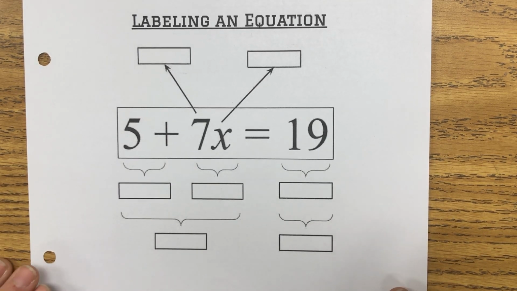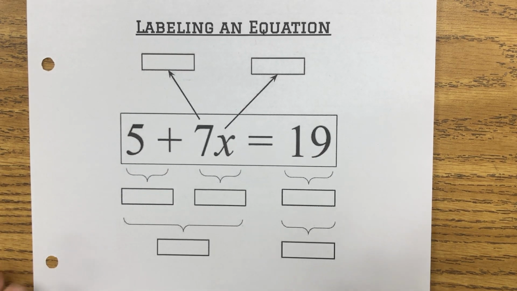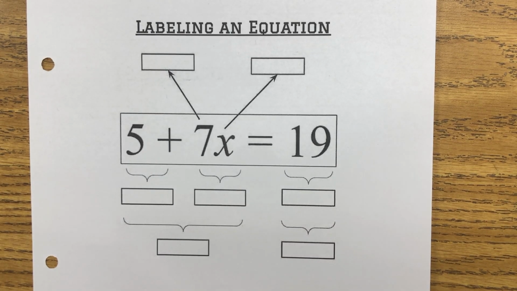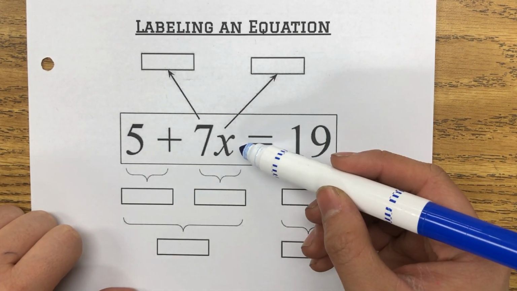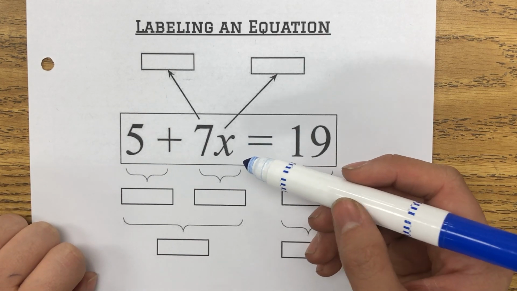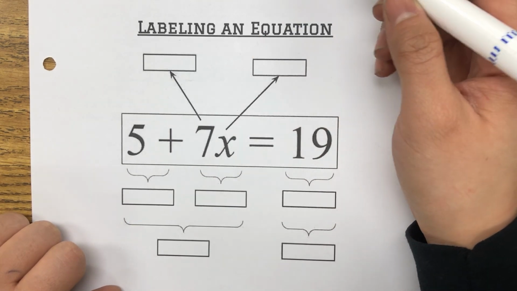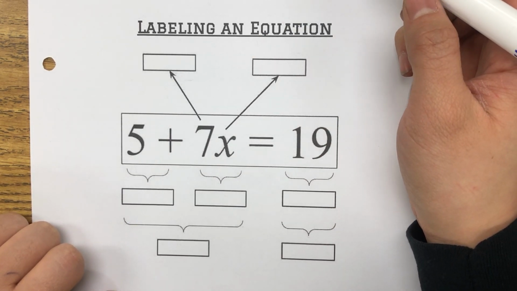Our equation has something that we do not know, an unknown. We know that this 5 is a 5, a 7 is a 7, 19 is a 19, but what we do not know, we don't know the quantity of this, is x. Okay, so our variable is a symbol, and in math, most times we use letters to represent some quantity, some amount that we do not know.